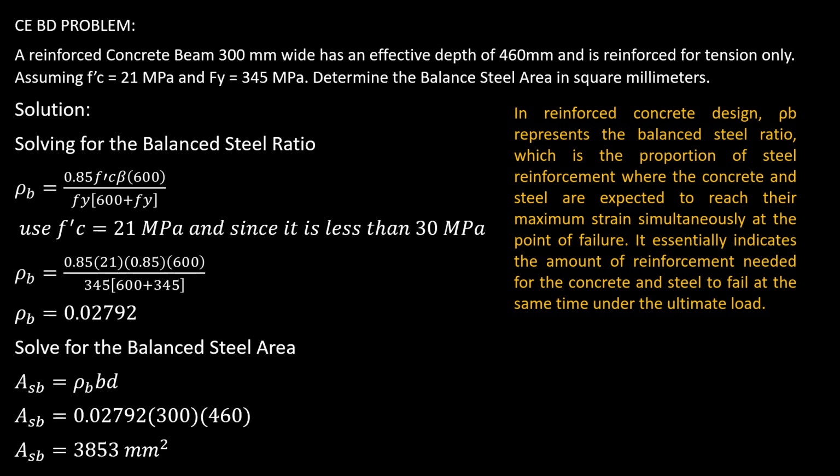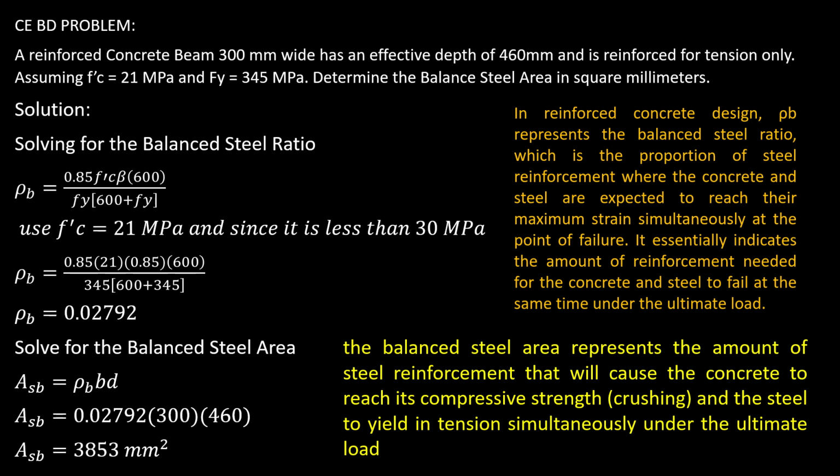In addition, allow me to read about balanced steel ratio. In reinforced concrete design, rho B or balanced steel ratio represents the proportion of steel reinforcement where the concrete and steel are expected to reach their maximum strain simultaneously at the point of failure. It essentially indicates the amount of reinforcement needed for the concrete and steel to fail at the same time under the ultimate load.